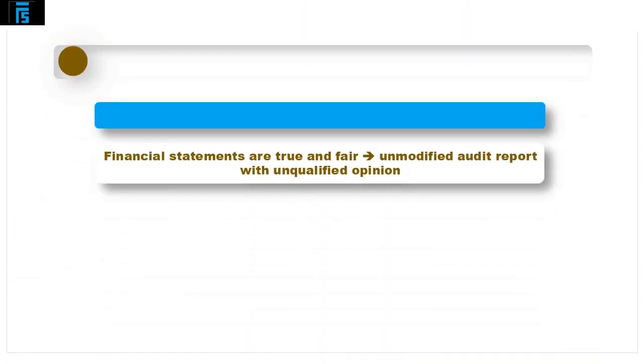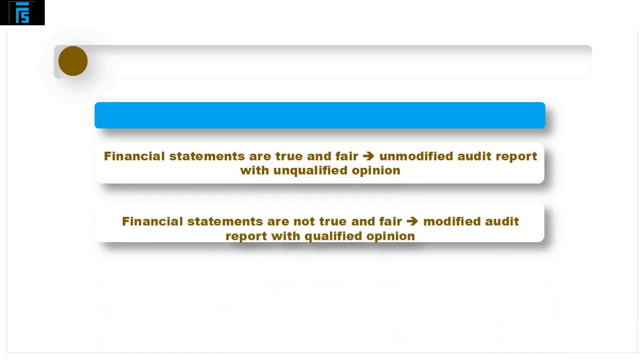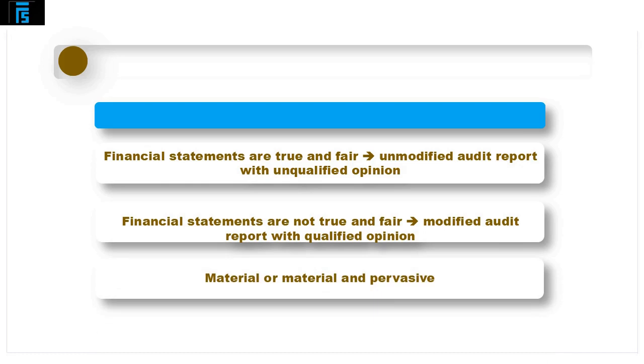So far, we've established that if the financial statements are true and fair, the audit report will be unmodified with an unqualified opinion. If the financial statements are not true and fair, whether it be due to a material misstatement or a lack of sufficient appropriate evidence, the auditor must modify the audit report with a qualified opinion. They then need to decide whether the matter is material or material and pervasive to conclude the wording within the opinion section.